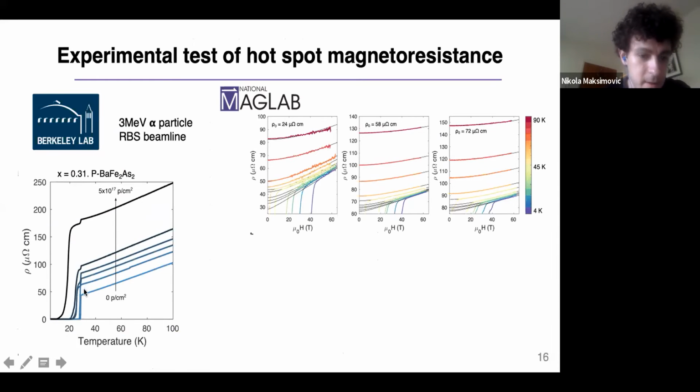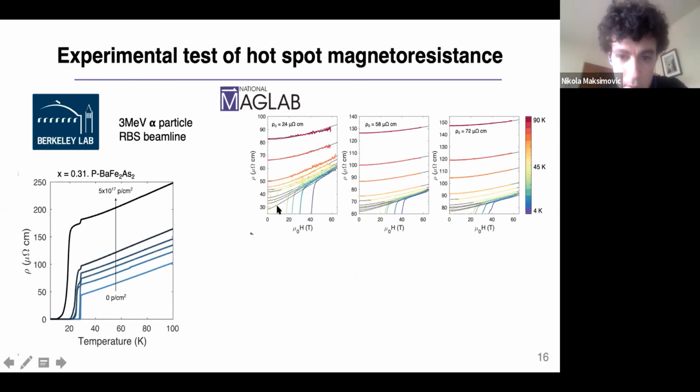And you can see the effect on the zero field resistivity. The effect is to basically increase the resistivity in roughly a temperature independent way. Okay, and then several of these samples were taken to pulsed field and were able to do a detailed disorder and temperature dependent experiment on the quantum critical barium-122.